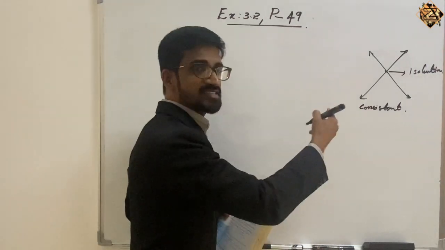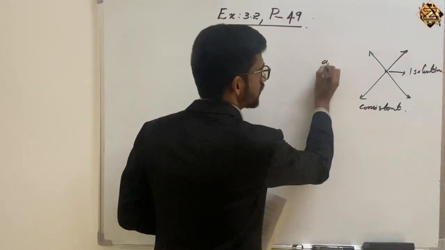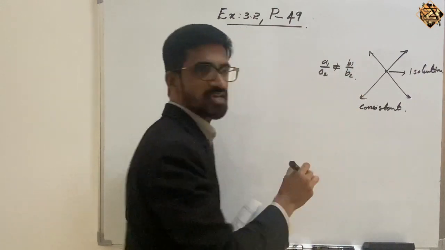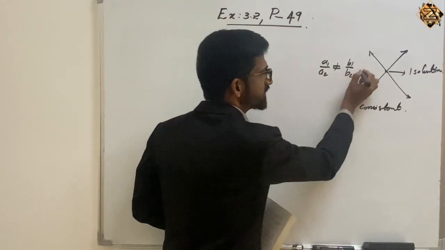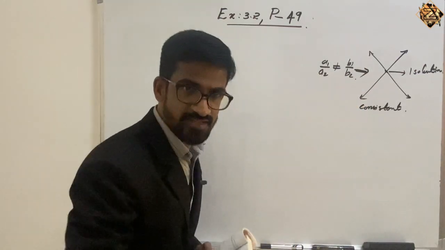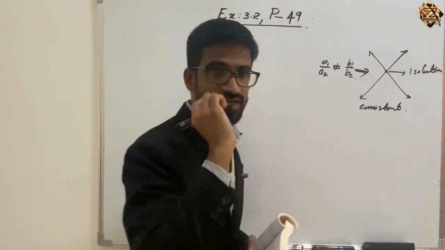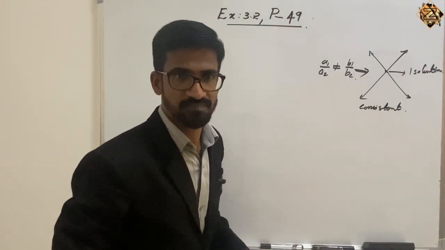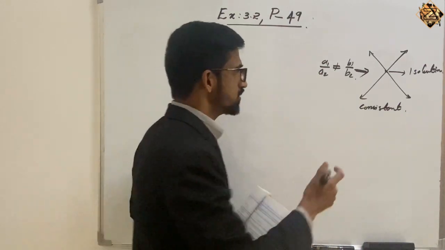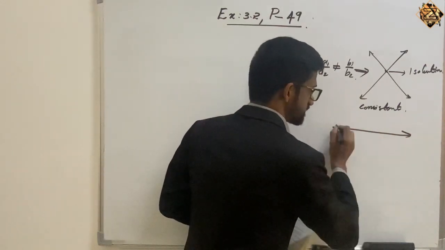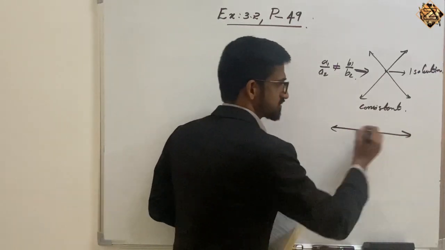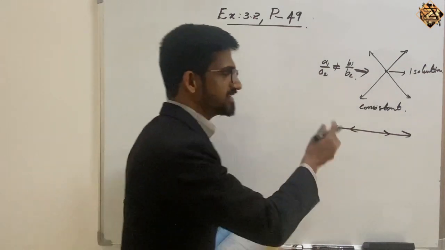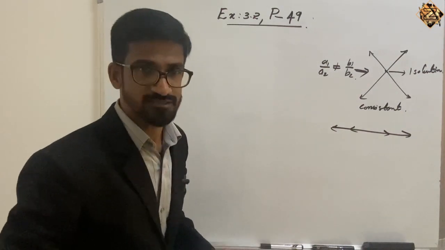To check whether the lines are intersecting or not, we know A1 by A2 not equal to B1 by B2, isn't it? If A1 by A2 is not equal to B1 by B2, then we can say that the lines are intersecting with exactly one solution, a unique solution. In that case it is consistent. Now, what if the lines are coincident? Coincident means over one line, another line passes.